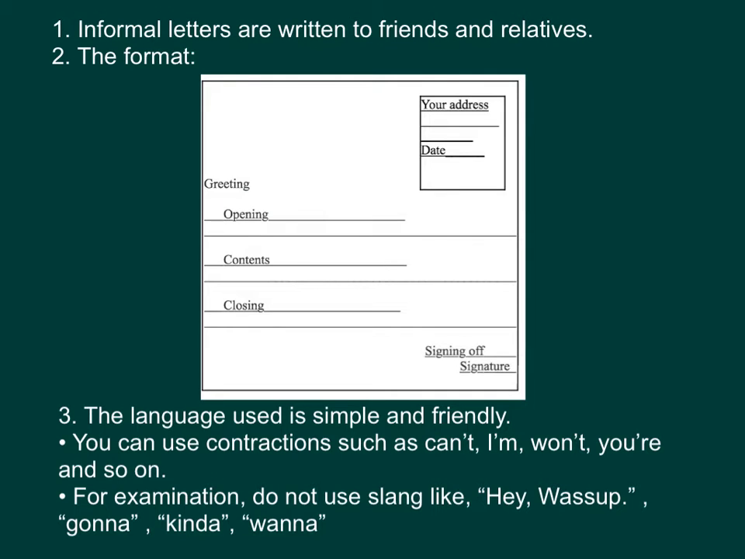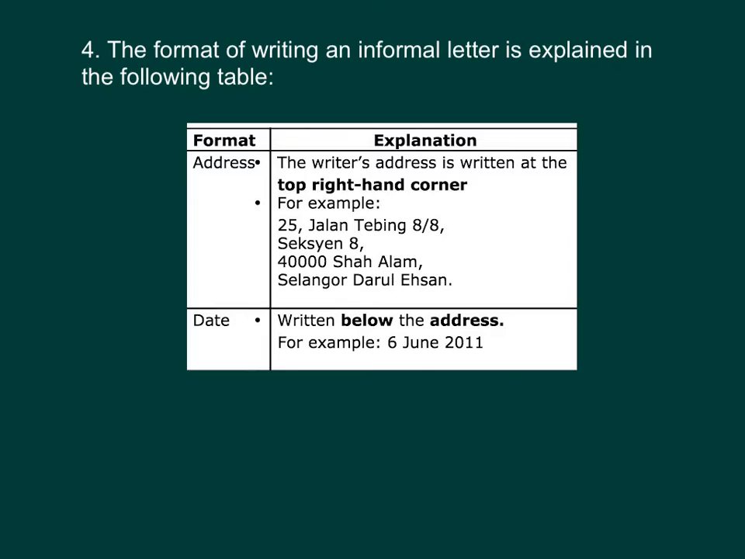Number 3. The language used is simple and friendly. You can use contractions such as can't, I'm, won't, you are, and so on. But in examination, do not use slang like hey, what's up, gonna, kinda, wanna. Number 4. The format of writing an informal letter is explained in the following table.